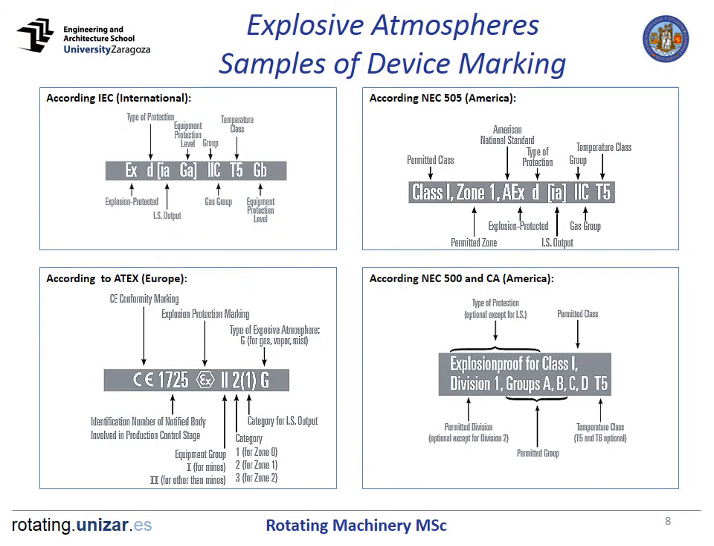In this slide, we have different examples of marking according to the different standards. In all the cases, the device is exactly the same, a flameproof device suitable for installation in Zone 2 in the presence of ethylene. Note that the characters in brackets do not certify the equipment itself and are only related to its outputs.